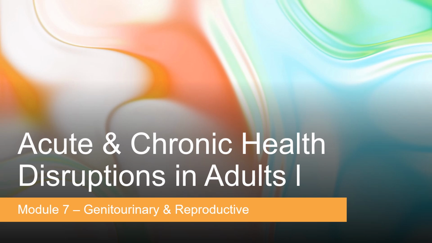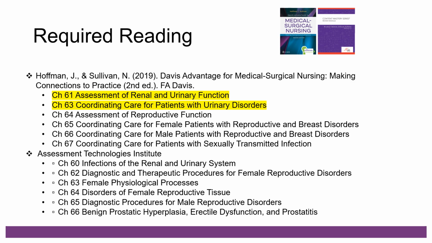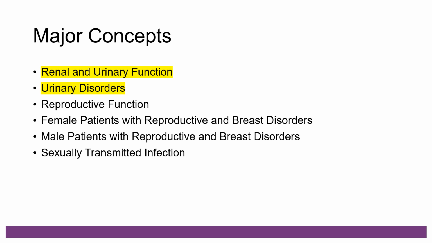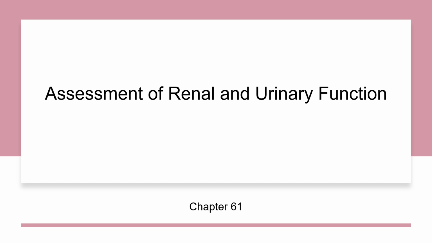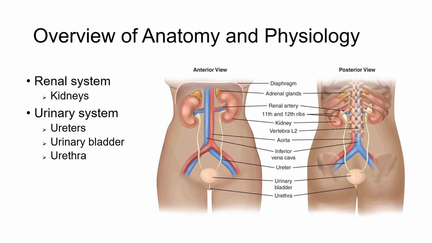Module 7, Genitourinary and Reproductive System. Here's the required reading. We're going over Chapter 61 and Chapter 63. Major concepts are renal and urinary function along with urinary disorders. Okay, so we're starting with Chapter 61. This is the assessment of renal and urinary function.